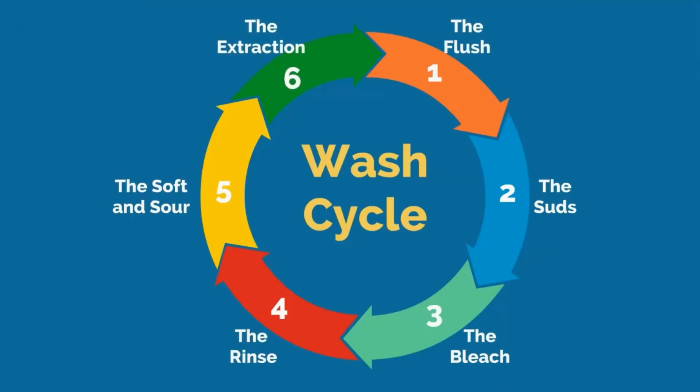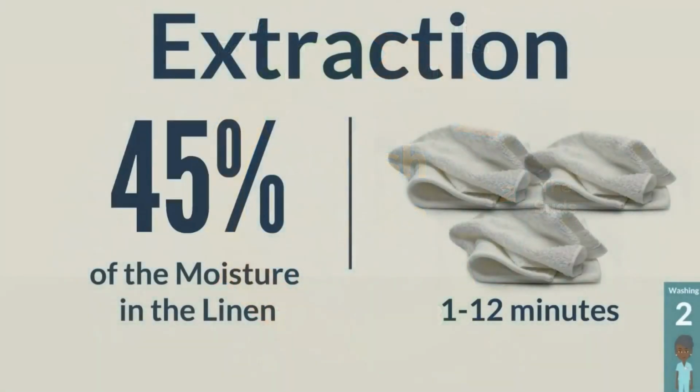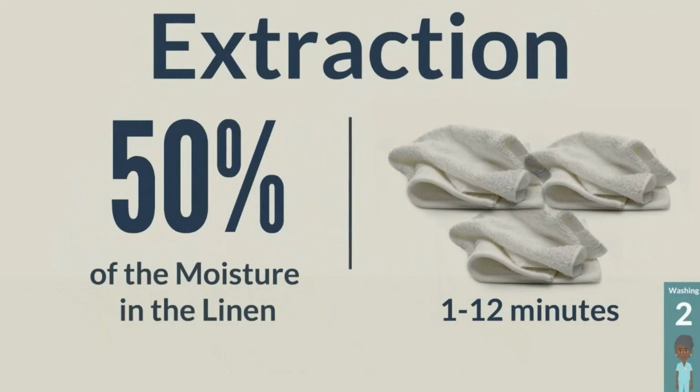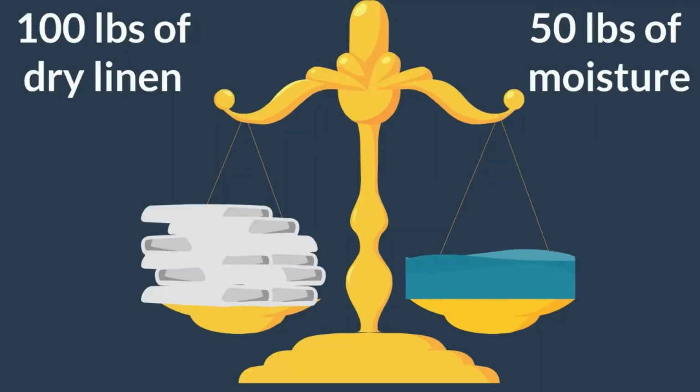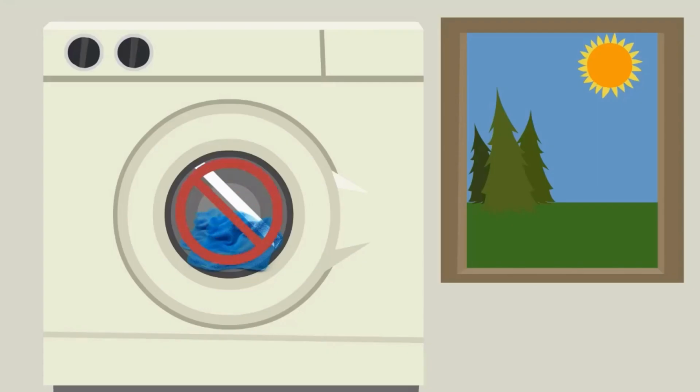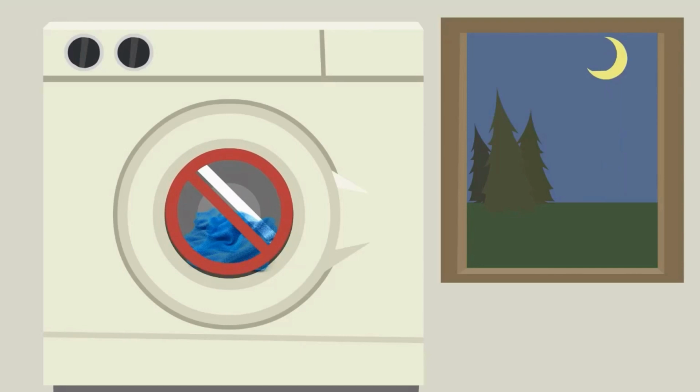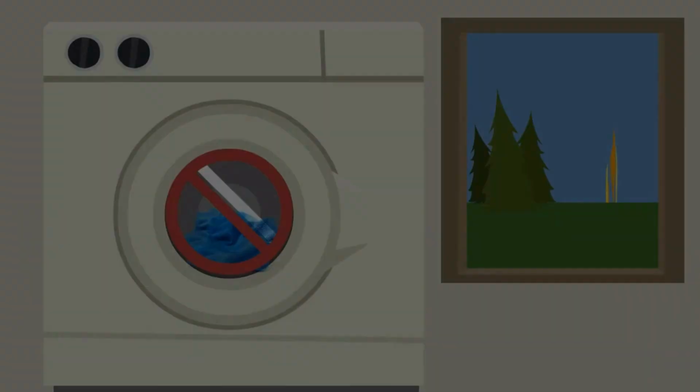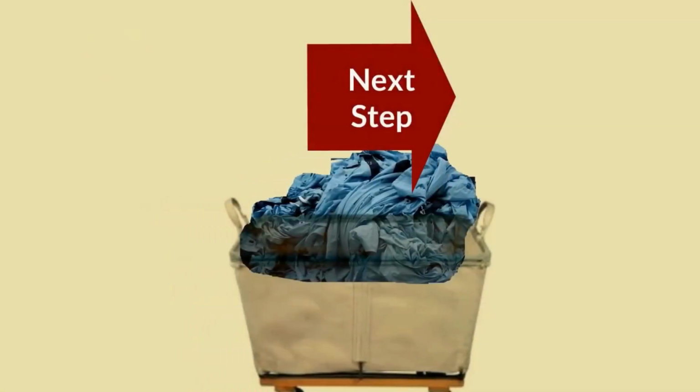The sixth step is the extraction. Extraction removes 50% of the moisture in the linen, which takes 1 to 12 minutes, depending on the equipment and fabric characteristics. For example, 100 pounds of dry linen will contain 50 pounds of moisture after the extract step is completed properly. Damp items should not be left in machines overnight. Once extraction is complete, the wet laundry is ready for the next step in the laundering process.